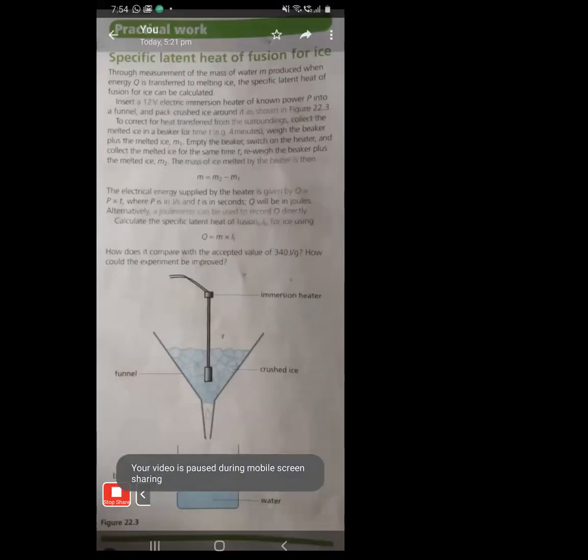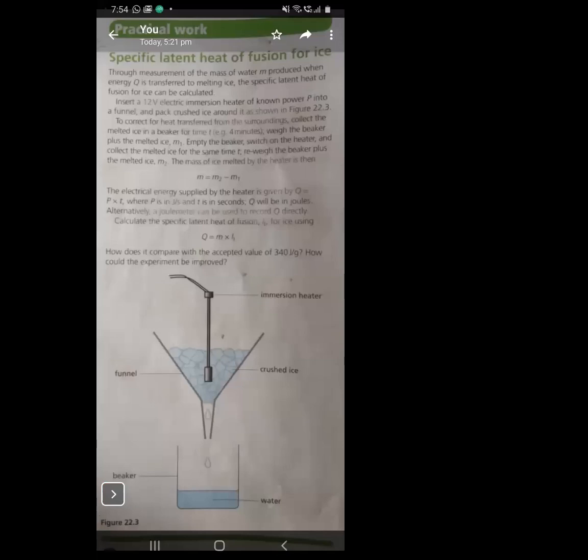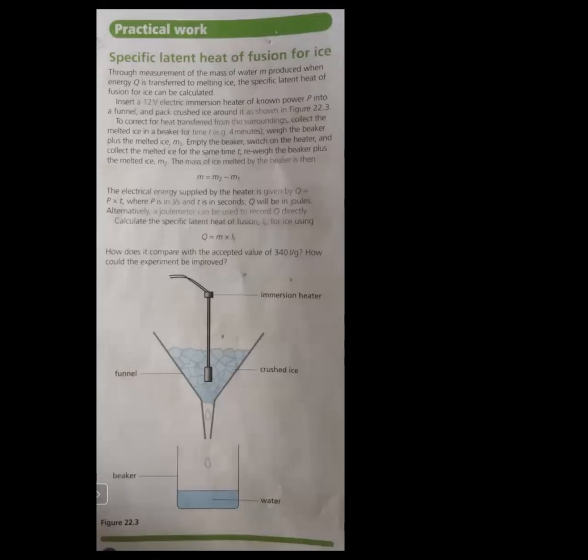Okay, this is specific latent heat of fusion for ice. Now we have chosen a funnel because it's easier to carry crushed ice along with the electric heater. And we will make use of this formula that we just discussed. The energy required to melt the ice is the product of the specific latent heat of fusion and the mass of ice. This energy will be supplied by the heater. So we are making use of the law of conservation of energy, that is, energy can neither be destroyed nor created.